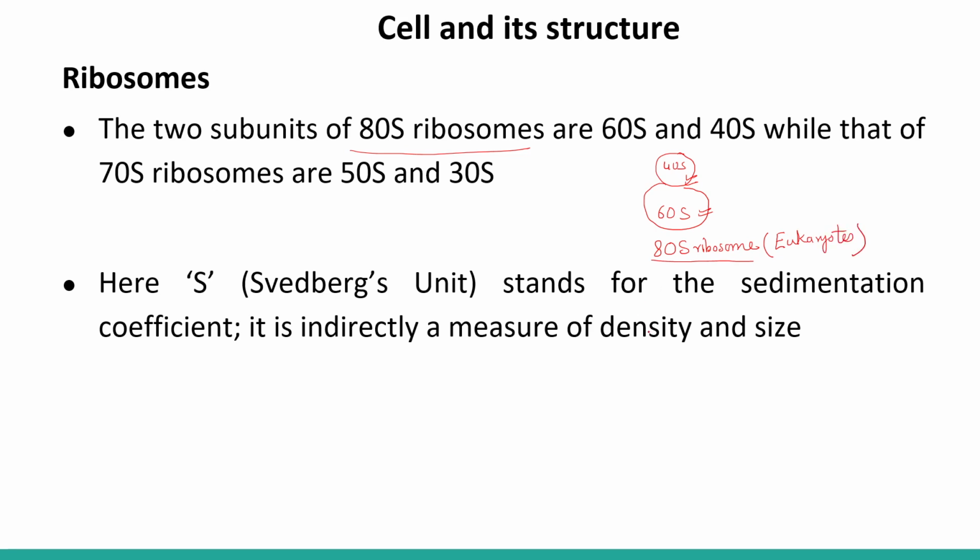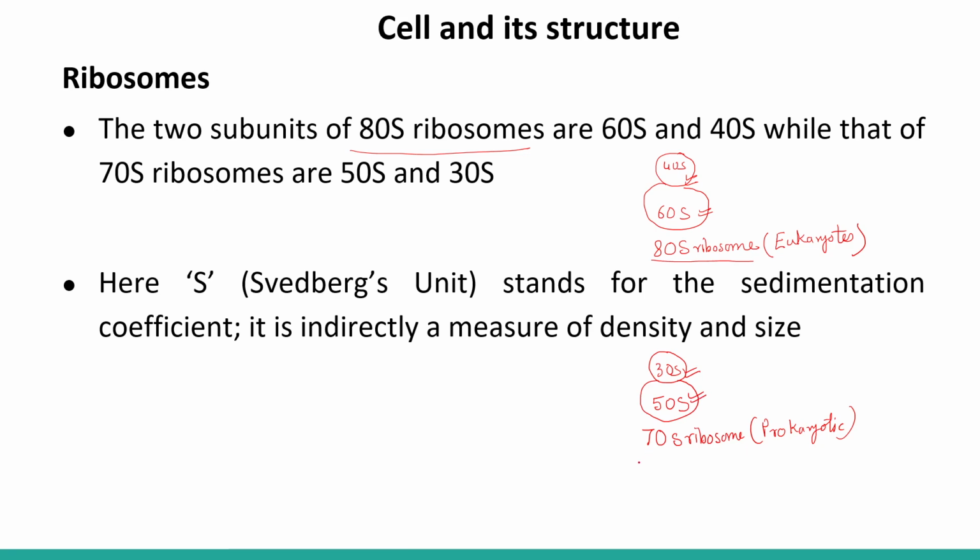Now let us see the prokaryotic ribosome. This is again made up of two subunits, and this is the 70S ribosome. This is called the prokaryotic ribosome. It also has two subunits, smaller and larger. The larger one is of the 50S type, whereas the smaller one is of the 30S type.